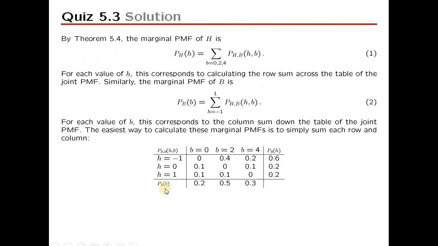Look here, this is the solution. Marginal PMF of b is 0.2, 0.5, 0.3, and marginal PMF of h is 0.6, 0.2, 0.2. So this is the way you can easily calculate the marginal PMF for h and b.